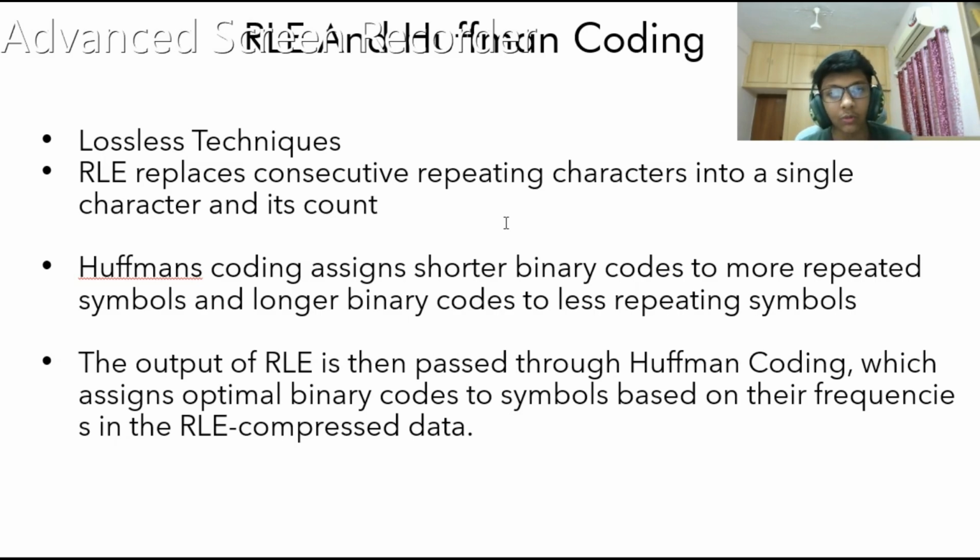And the output which we get from the run length coding, we can pass it to the Huffman tree, which creates the Huffman code table, in which the frequency of the symbols are converted into binary, and it is converted in such a way that shorter binary codes are given to more repeating symbols, and longer binary codes are given to less repeating symbols. We'll see this in detail in the upcoming slides.